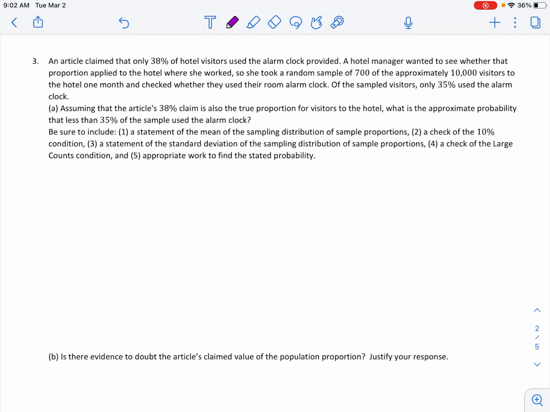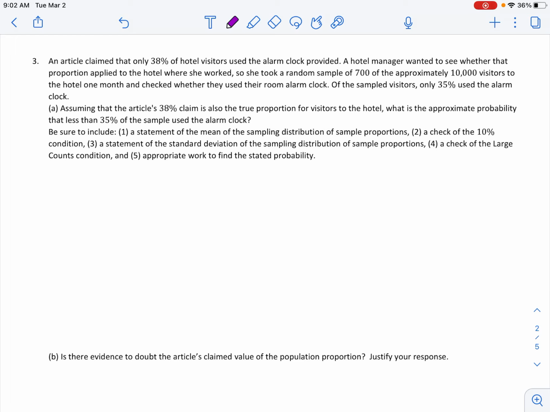Number 3, an article claimed that only 38% of hotel visitors use the alarm clock provided. The manager wanted to see whether that proportion applied to the hotel where she worked, so she took a random sample of 700 of the approximately 10,000 visitors to the hotel one month. They checked whether they used their room alarm clock. Of the sampled visitors, only 35% used the alarm clock.